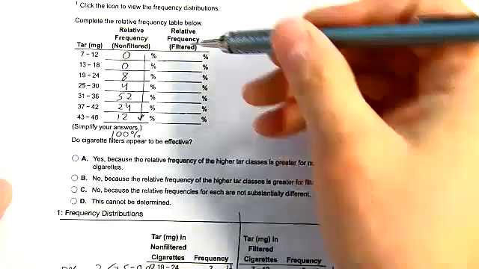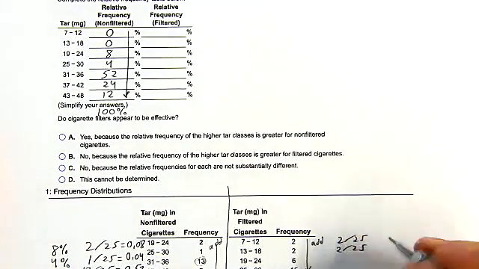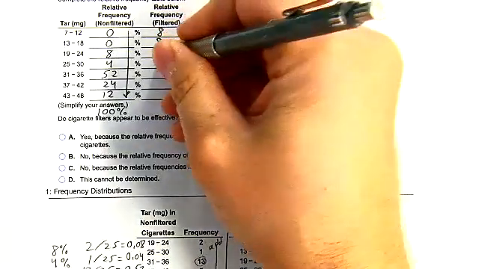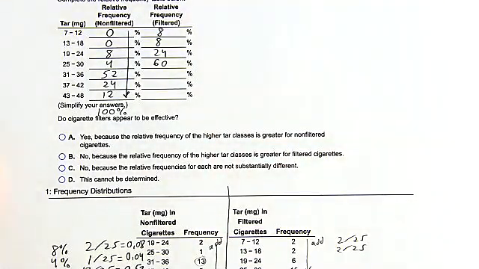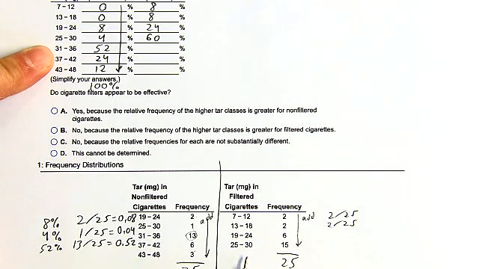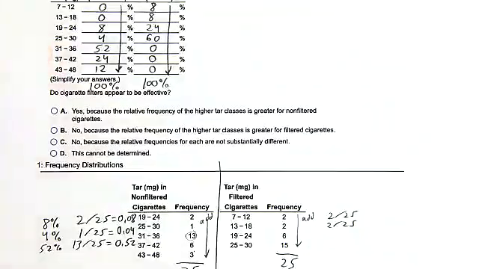Okay, now to finish this table, it's the same thing. You'd have 2 divided by 25, 2 divided by 25, 6 divided by, etc. And what you would get for those numbers are 8, 8, 24, 60. Now, in the filtered cigarettes, they don't go above 25 to 30. So what should I put for these last 3 blanks? 0. Zeros. Perfect. Once again, add these up, and you will find that they add to 100%. So you're confident your numbers are correct.